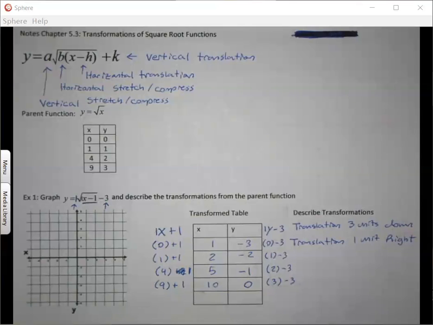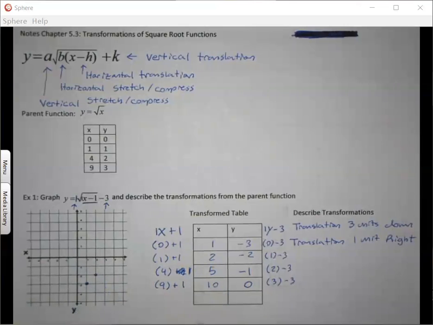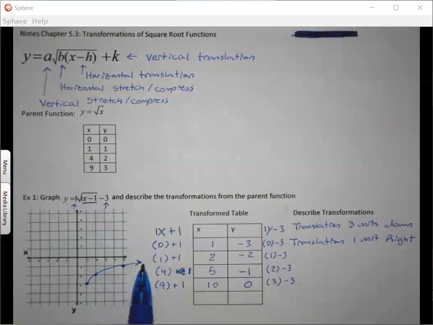Plot our points. So this is the graph of y equals square root of x minus 1 minus 3. All right, so example 2, we do the same way.